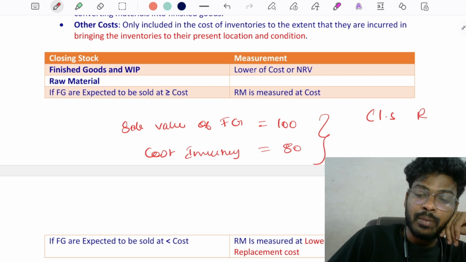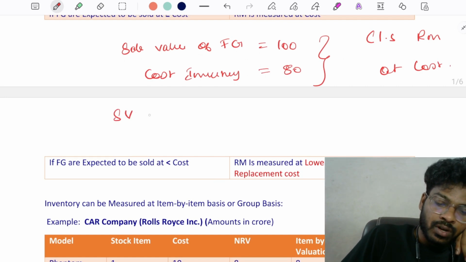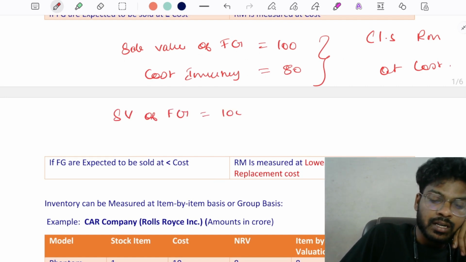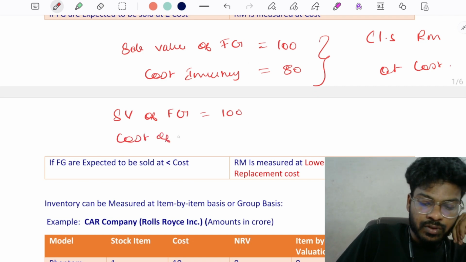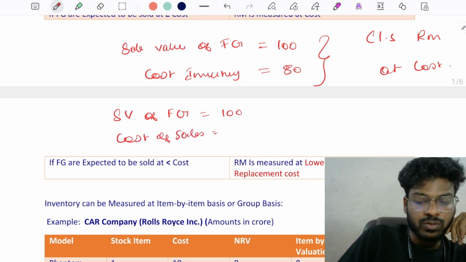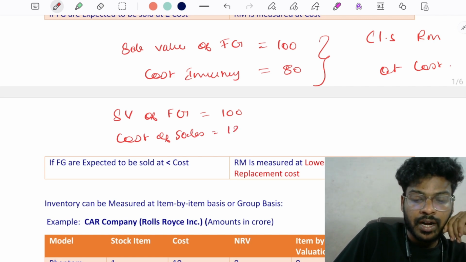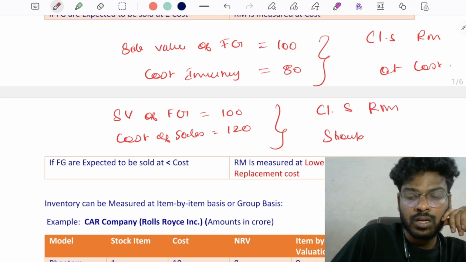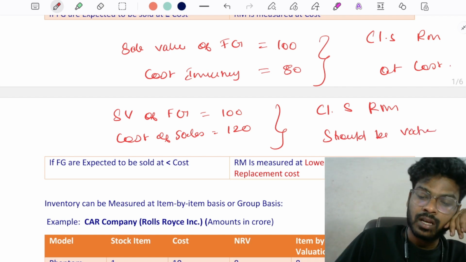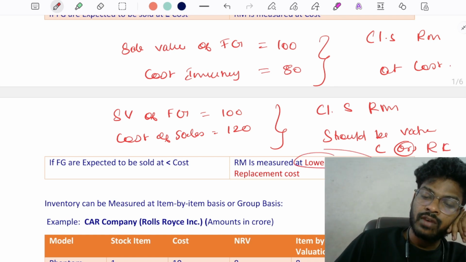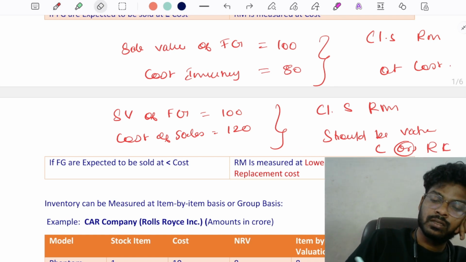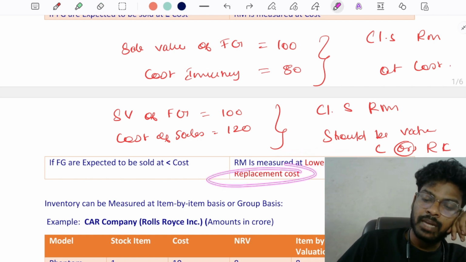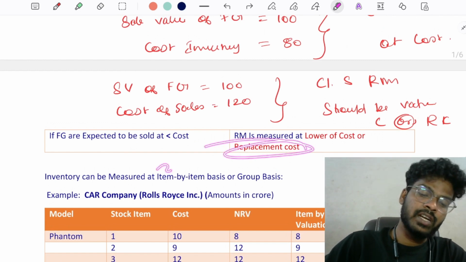Closing stock of raw material should be valued at cost. In case the sale value of finished goods is 100 and the cost of sales, or cost of goods sold, is 120 rupees, then closing stock of raw material should be valued at the lower of cost or replacement cost. The replacement cost will be given in the question.